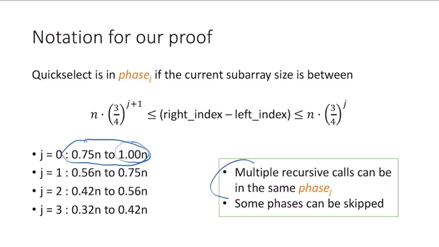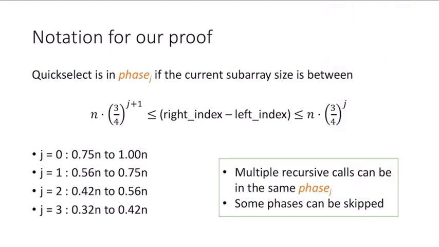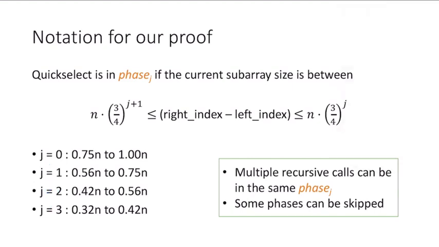So we can have multiple recursive calls that happen in the same phase, and then sometimes a phase can be skipped. If I get really lucky and whittle this down, let's say I'm looking for the first order statistic, i equals 1, and the pivot element that I pick happens to be at index 5, and I have 100 total elements. That means I only have 5 elements that I'm looking at. That means I have less than 5%, and I've skipped over all of these other phases. So I can skip over phases, and I can have multiple recursive calls into the same phase.